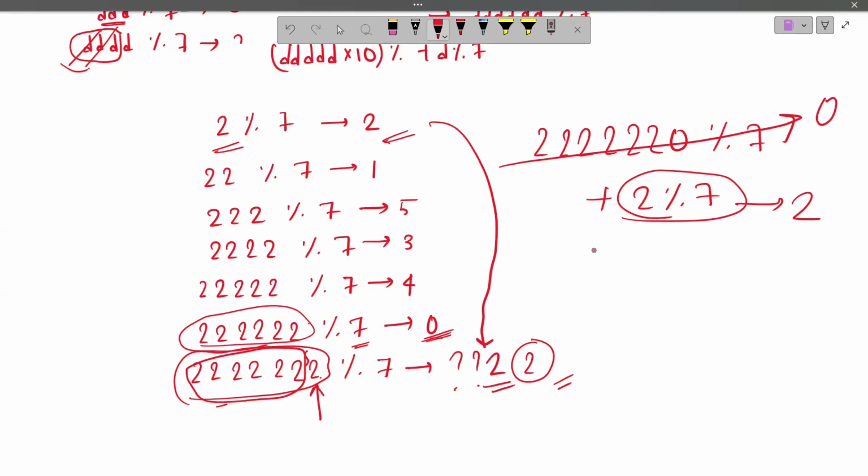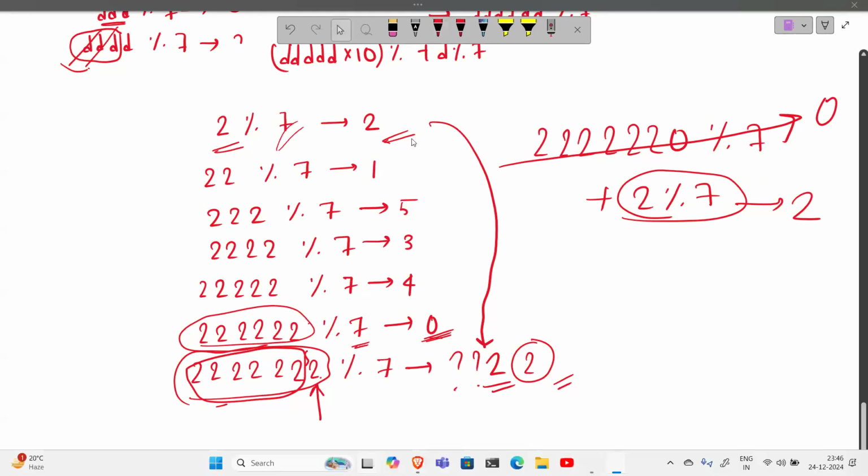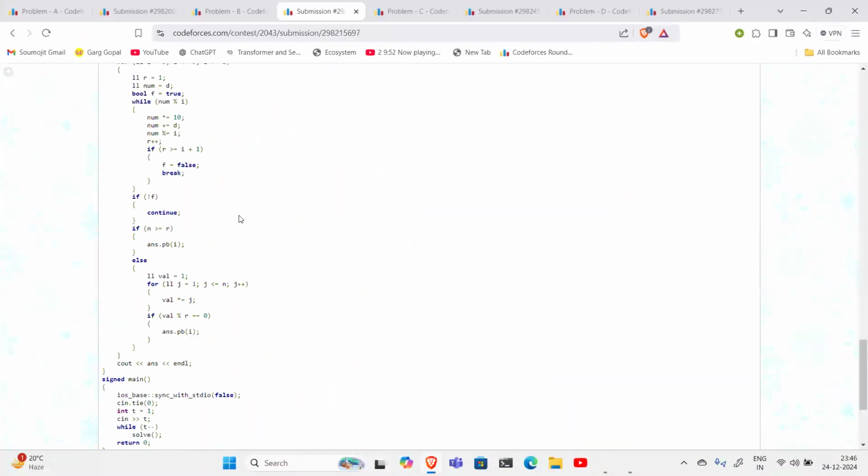So that is the basic reason why things need to repeat. After a lot of distinct values, you can at max get 7 distinct values. After 7 distinct values, either things will start repeating or you will get a 0. One of these two things has to happen, which explains why I've added this check r greater than or equal to i plus 1. Because if r is greater than or equal to i plus 1, that means things must have started repeating and I've still not got a 0.